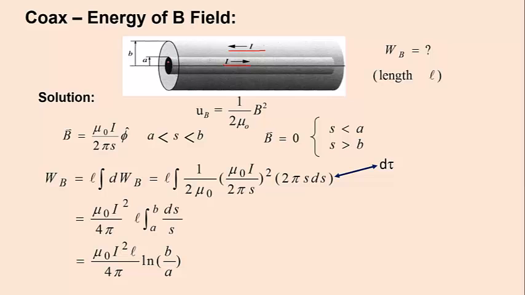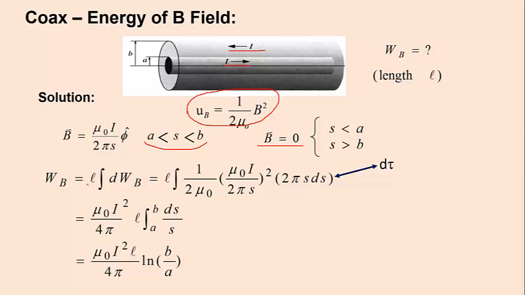It's also zero inside this conductor, so we only have this region in between, and so here we have a radius S between A and B. This is the expression we're going to use to find the energy, and so that's the energy density, and we've already said that B equals 0 outside of the piece of coax.